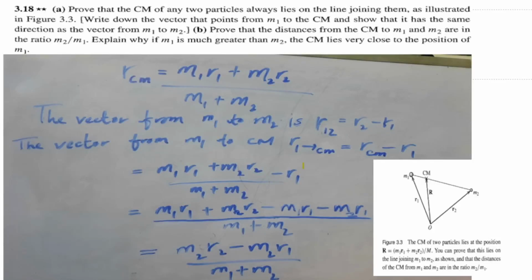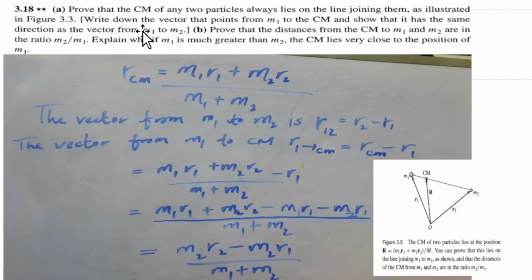Let's start numerical 3.18, where we have to prove the center of mass of any two particle system. Here you can see we have two particles with mass 1 and mass 2, and R1 is the distance from origin to M1 and R2 is the distance from origin to M2. So you can see that we have to find two parts.